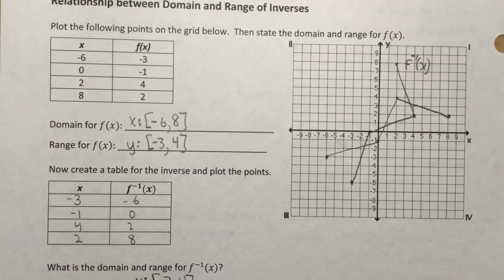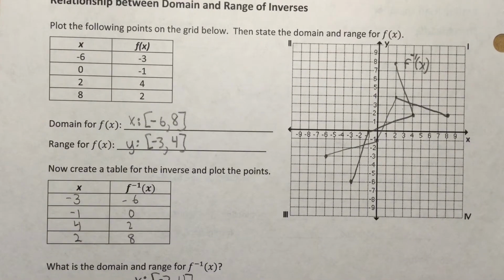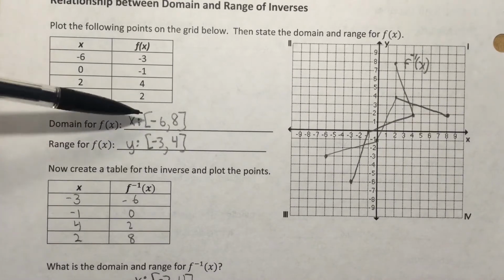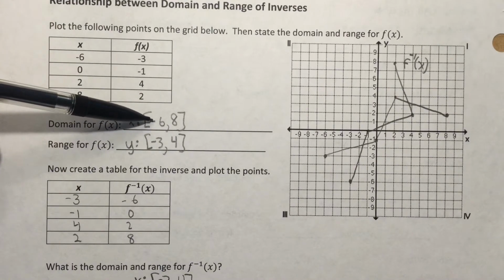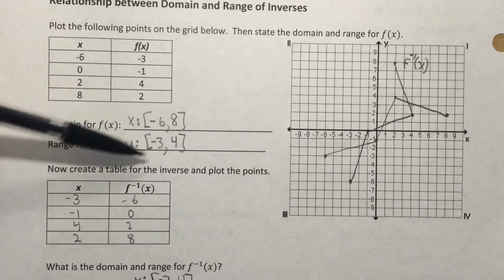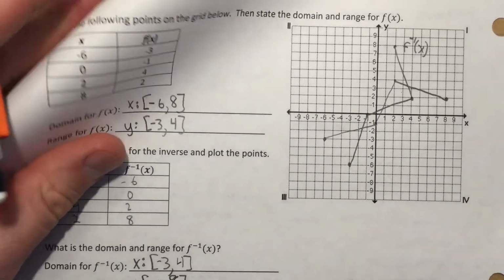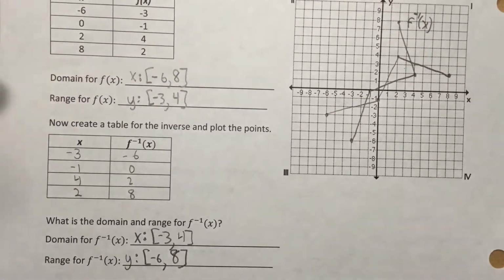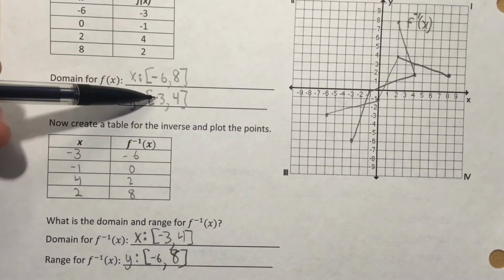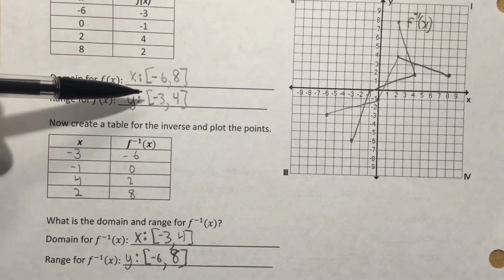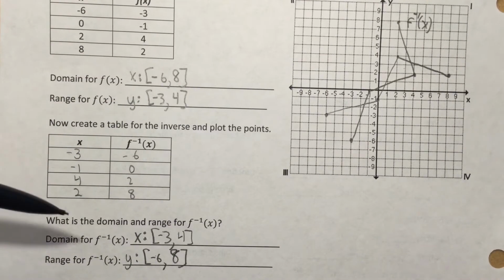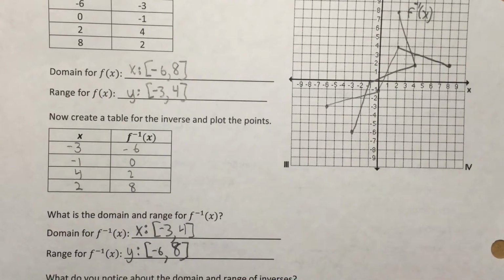And it says, what do you notice about the domain and range of the inverse? So if you look, our domain for the original was -6 to 8, and now our range is -6 to 8. Our range for the original was -3 to 4, and now our domain is from -3 to 4.